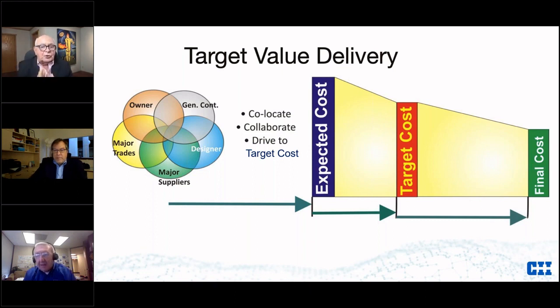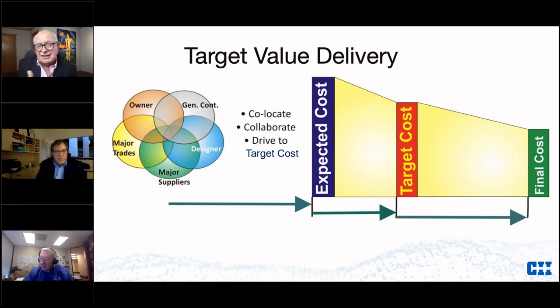And during this phase of design, we're driving to the target cost. So the expected cost is after we've done the validation and figured out what the elements of this are going to be. We still have open sets perhaps, but we know about what the ranges are, and we figure we can do it for this amount of money and it will meet the owner's budget. Then the fun begins. Then we're driving to a target cost.